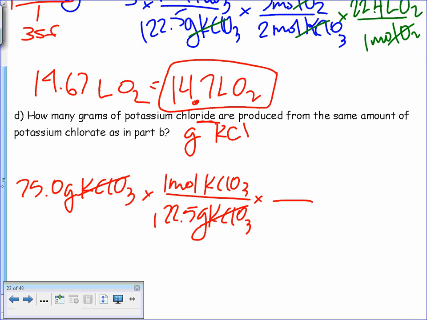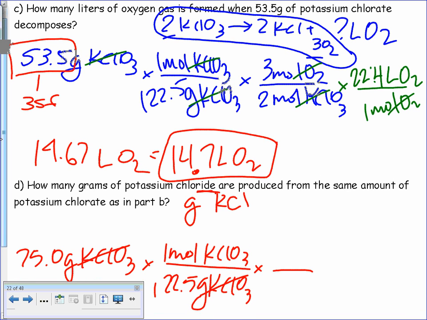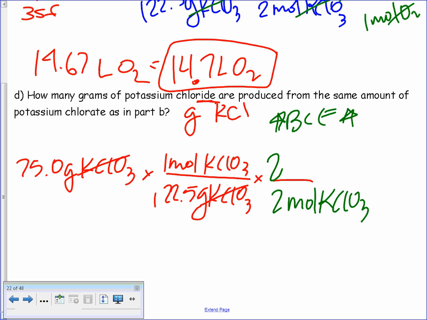Glenn, tell me where to go from there. I don't have my BCE up here. I'm sorry. It's up there. You have it in front of you though. Right. What's the ratio? 2 to 2. So we're looking at potassium chlorate and potassium chloride. This one's going on top, this one's going on bottom. It so happens to be the same number, which makes life good. 2 moles KClO3 on bottom, because that's what the BCE says, right? And then 2 moles of KCl on top, because that's what the BCE says.